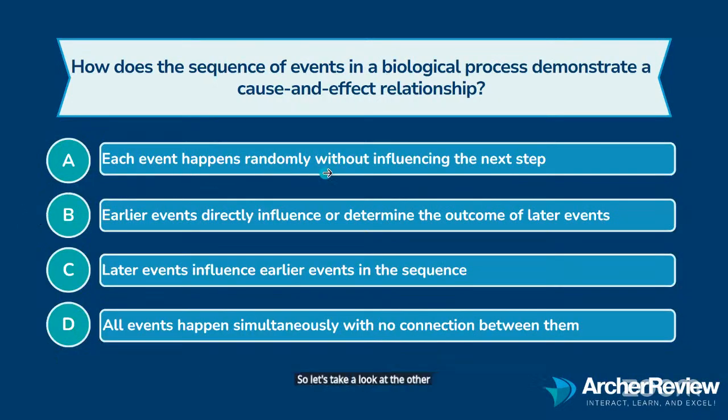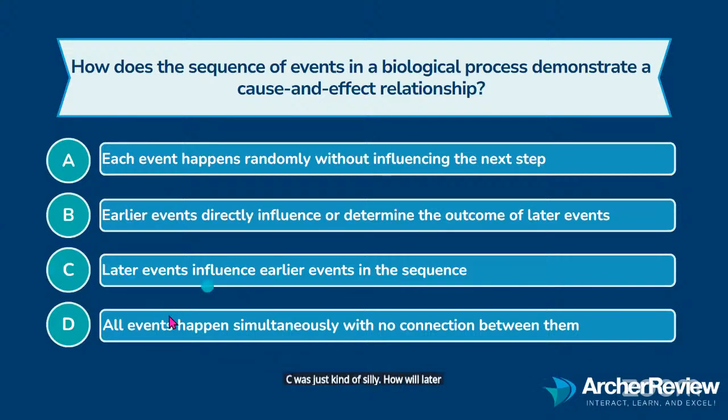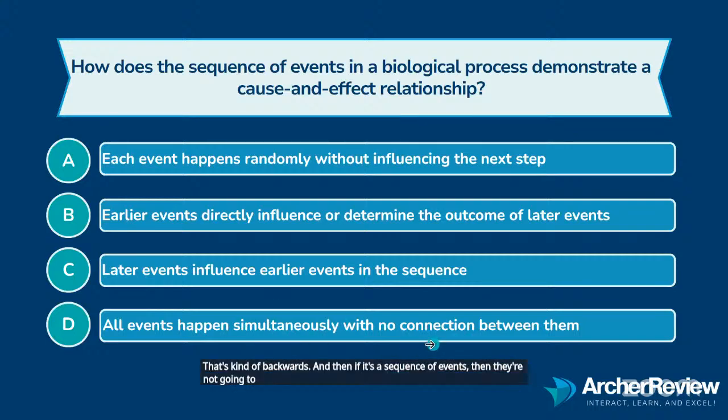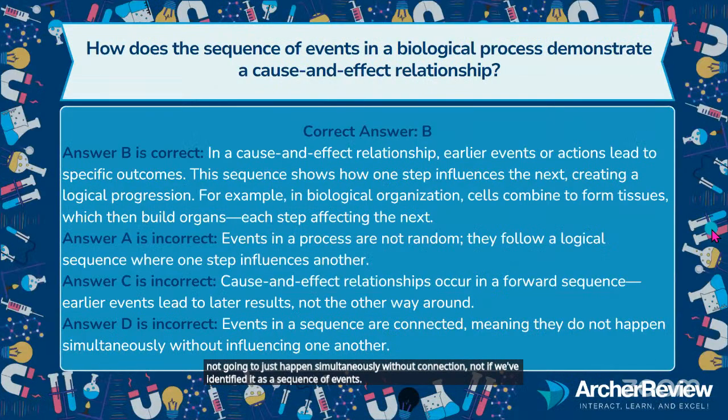Each event happens randomly without influencing the next step, not if we're looking at a sequence of events in a biological process. Each event is going to influence what comes after that. C was just kind of silly. How will later events influence earlier events? That's kind of backwards. And then if it's a sequence of events, then they're not going to just happen simultaneously without connection, not if we've identified it as a sequence of events.